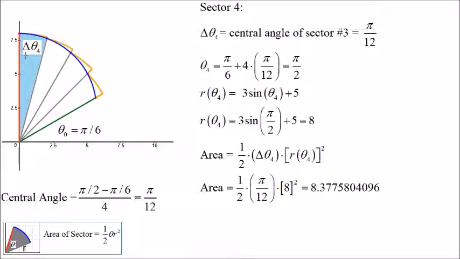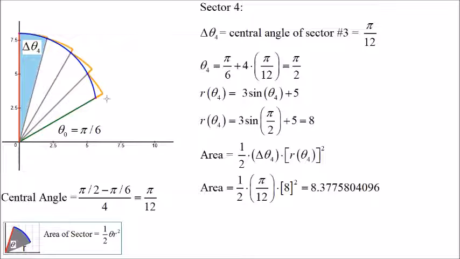And so to calculate the radius for sector number 4, we use the angle from here to here, which is pi over 6 plus 4 pi over 12, or pi over 2. And again, we know that from here to here is an angle of 90 degrees, or pi over 2. And so the radius would be 3 sine of pi over 2 plus 5. And sine of pi over 2 is 1, and so we get 8. And the area of sector number 4 is 1/2 times the central angle times the radius squared. And that comes out to be about 8.37.